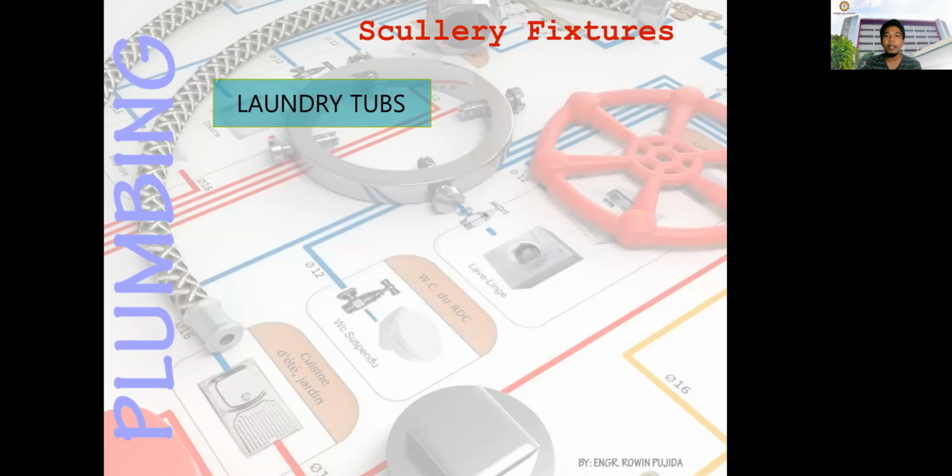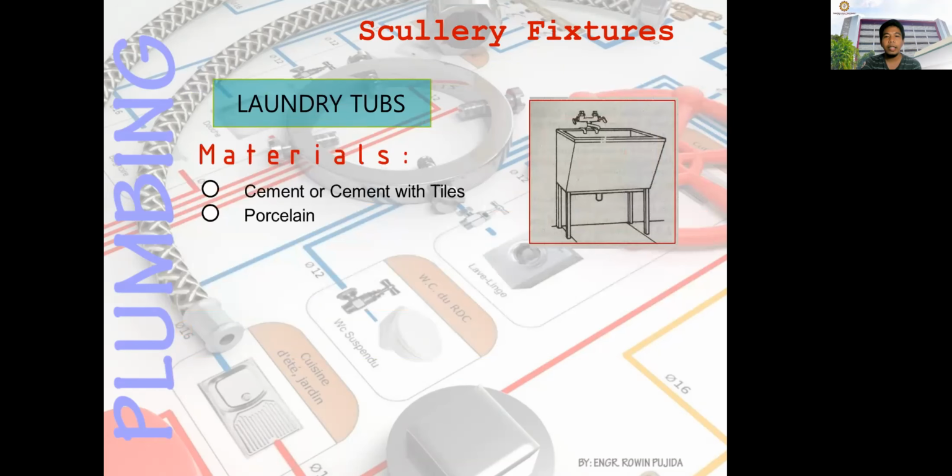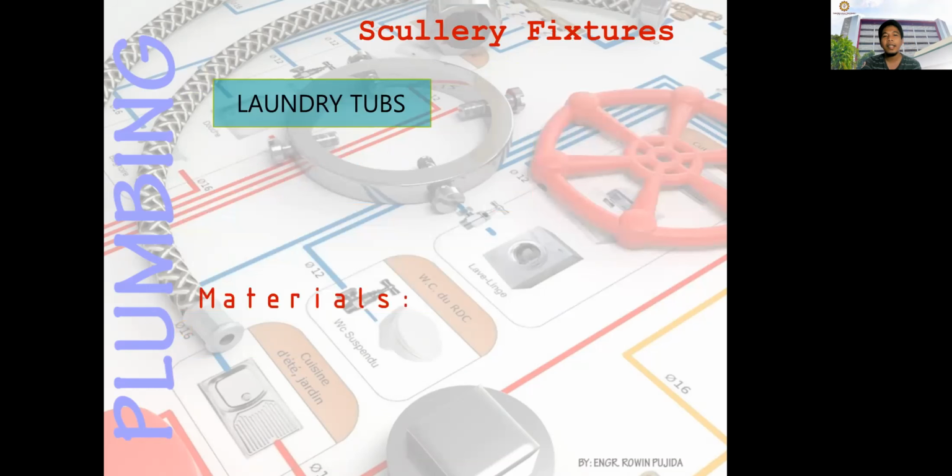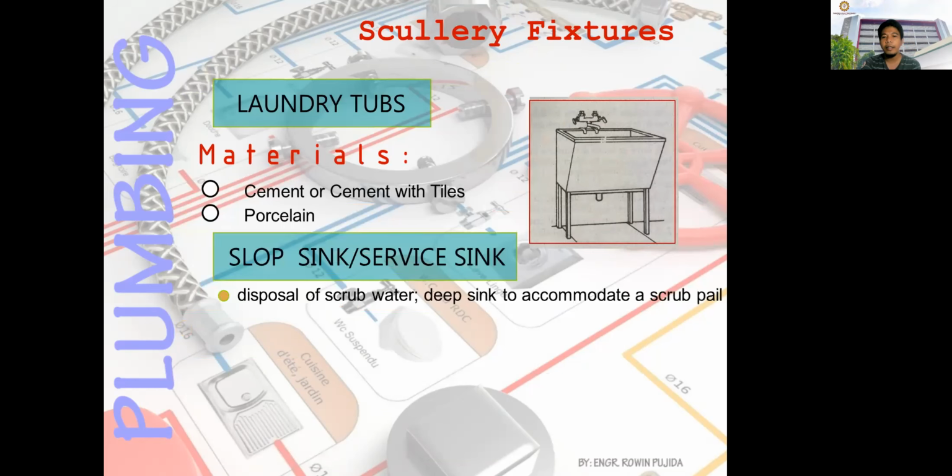So another scullery fixture is laundry tubs. The materials are cement or cement with tiles, or you can have porcelain, or maybe aluminum or stainless steel laundry tubs. So it depends. Next, we have the slop sink or service sink, sometimes called a mop sink. This is for disposal of scrub water, a deep sink to accommodate a scrub pail. Sometimes the mop is put in the slop sink.